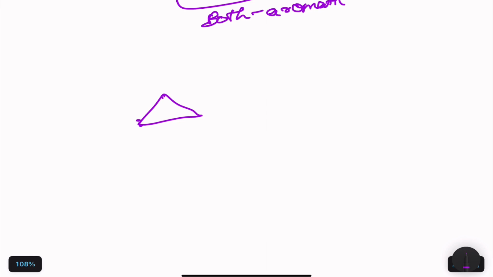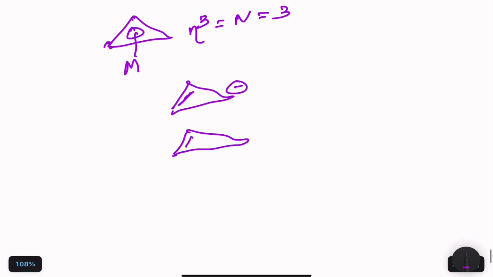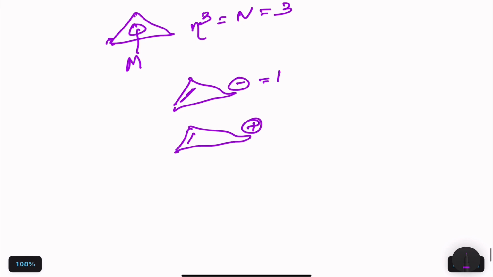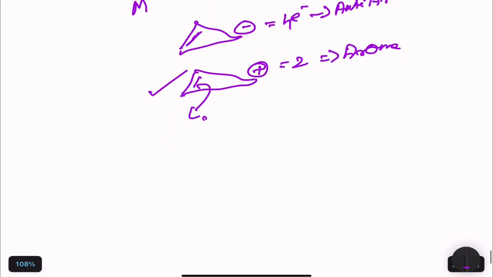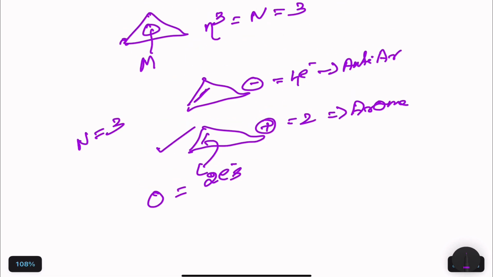the tricarbon group, cyclopropane. Okay, so here if they have given hapticity 3, the neutral method contribution will be 3. But in the case of the oxidation method, we have to check aromaticity. So see, 1 electron, and either minus is possible or plus is possible. So this one has 4 electrons, this one has 2 electrons. So this is anti-aromatic. Here this is aromatic. So of course we have to follow this one. Okay, so the contribution is 2 electrons in the case of the oxidation method, and in the neutral method it is 3 electrons.